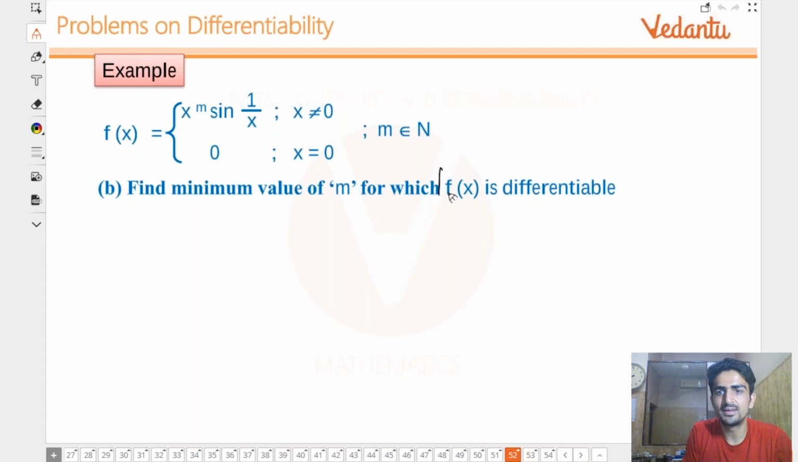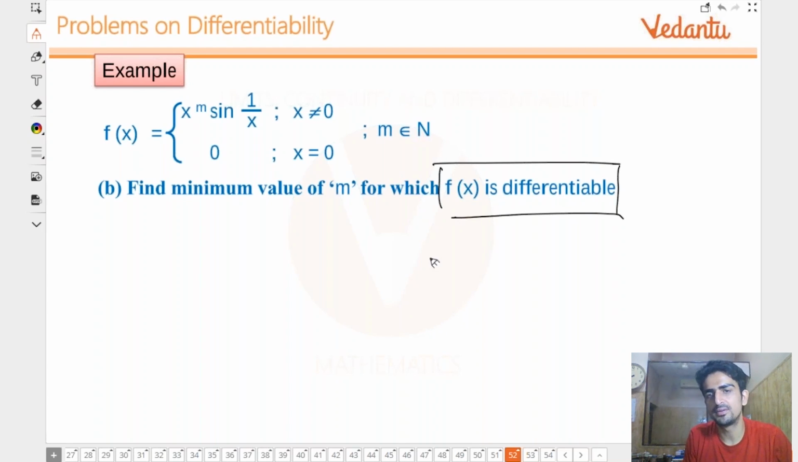Guys, again, use the definition. Do not apply a shortcut here. It is of the form x not equal to a, x equal to a. So do not apply a shortcut. Apply the definition. Write RHD, write LHD. They should exist and they should be equal.